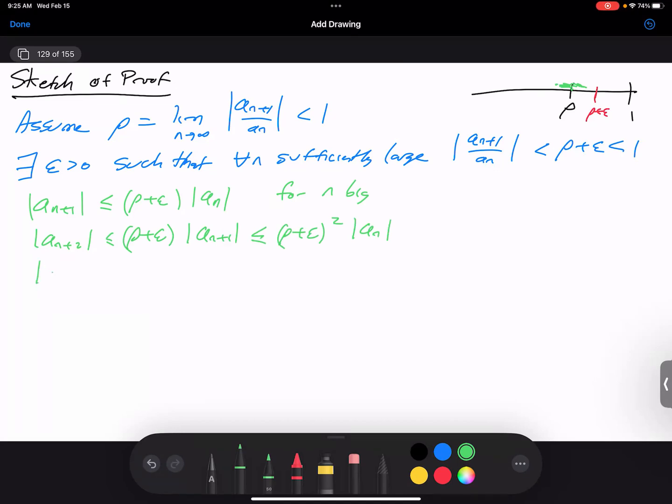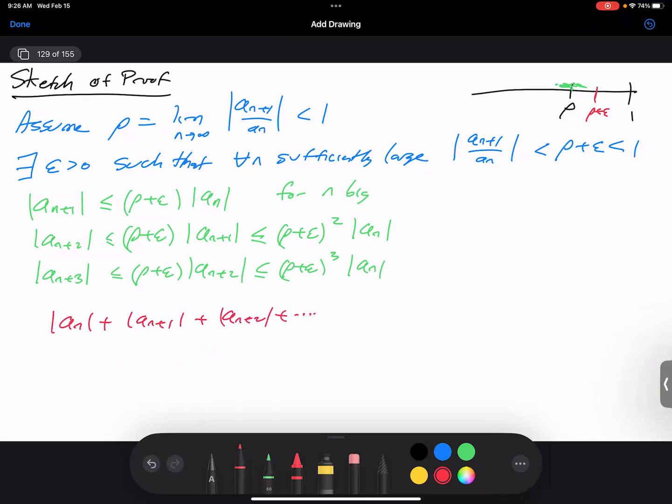If we did the next line, |a_{n+3}| would be less than or equal to (rho plus epsilon) times |a_{n+2}|. You should see that this looks very similar to things we've done many times in this class so far. We now just reduce this to something else. We'll just substitute in from the previous line. a_{n+2} is at most (rho plus epsilon) squared times a_n. So we get (rho plus epsilon) cubed times a_n. So if we look at the absolute value of a_{n+1} plus a_{n+2} plus and so on, that's going to be less than or equal to, each term has an a_n, and then I'll have 1 plus (rho plus epsilon) plus (rho plus epsilon) squared plus and so on.